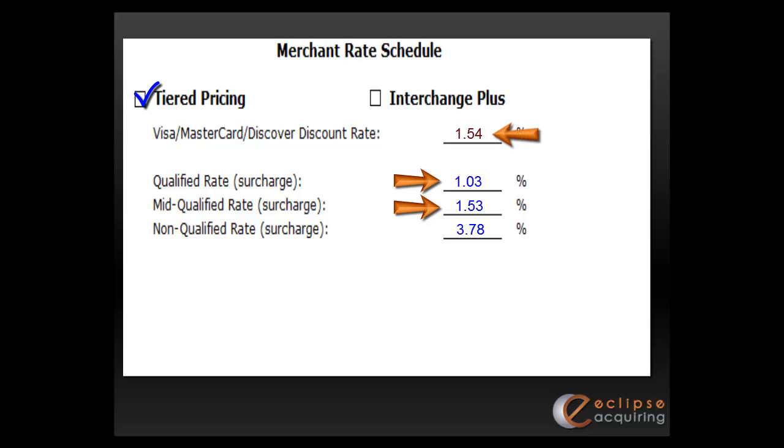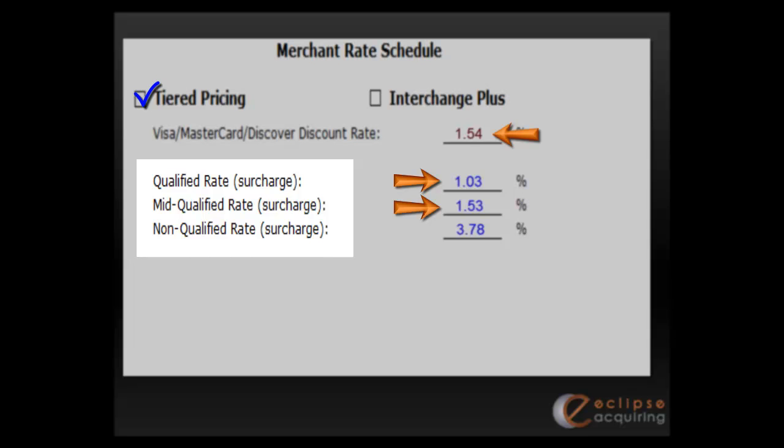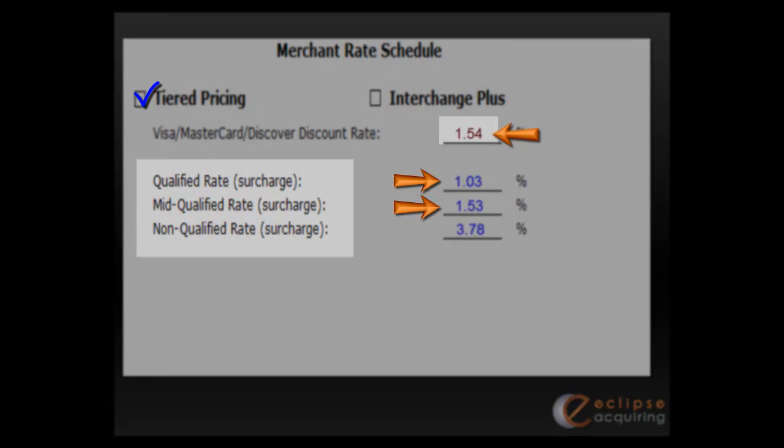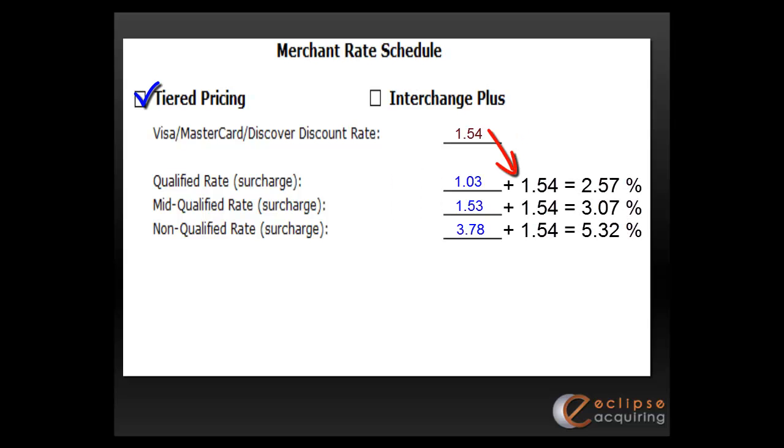Now, if you're wondering why the rate for the qualified and the mid-qualified is lower than the rate for the regular Visa MasterCard, that is because all of these are surcharges on top of the base rate of 1.54. In order to calculate this, all you need to do is add the 1.54 to the 1.03 or the 1.53 or the 3.78 to see what the actual rate is.